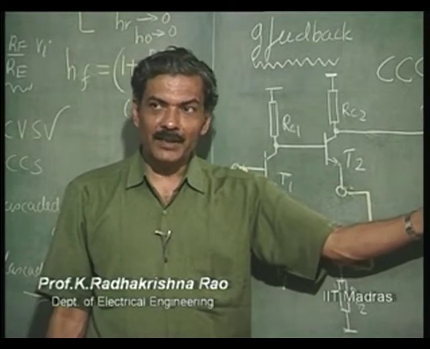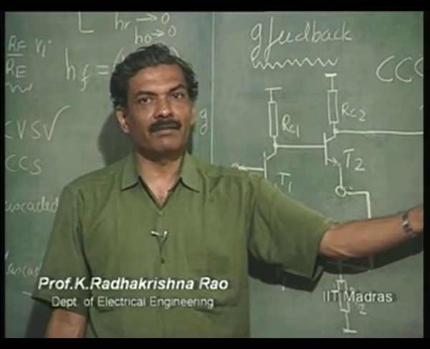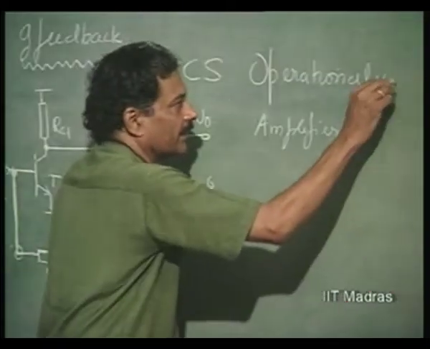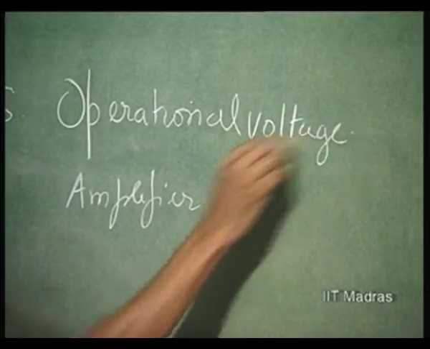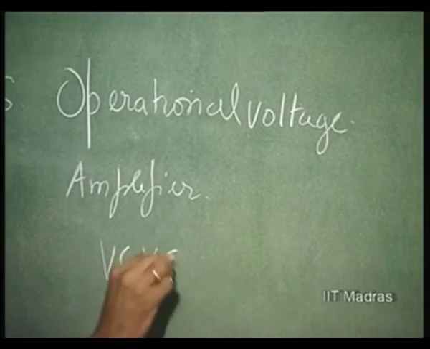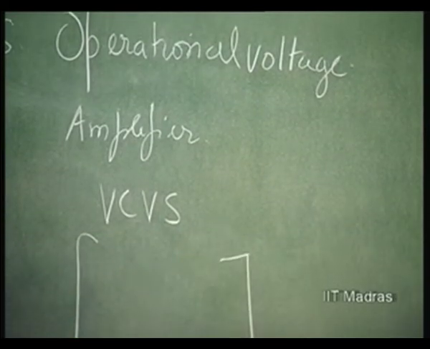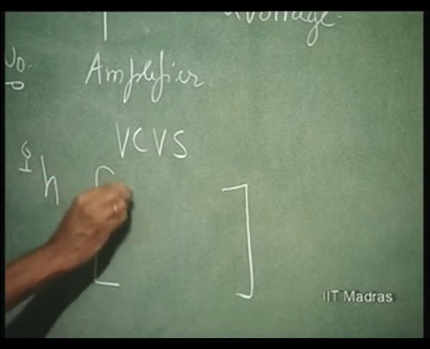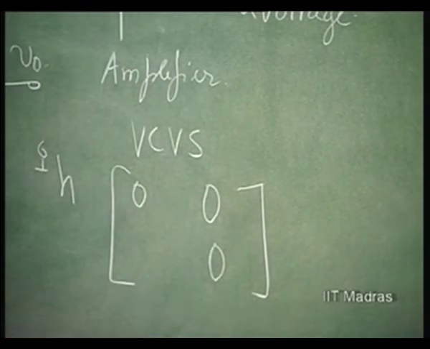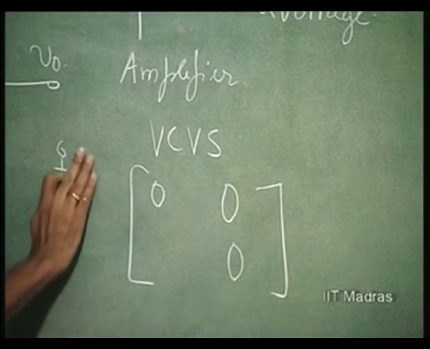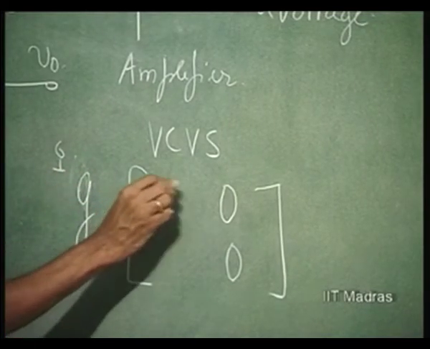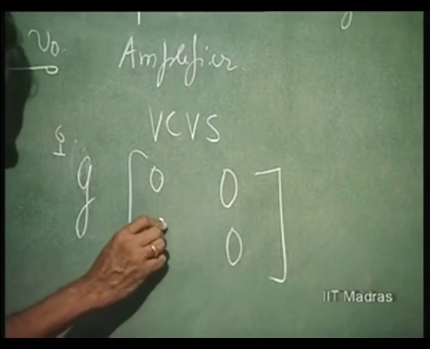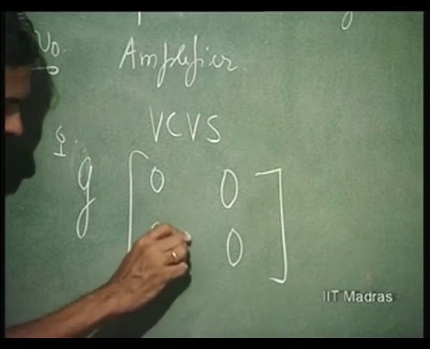The conventional operational amplifier, which is very popular like that of 741 or 747, is a voltage operational amplifier. That means, it is a voltage controlled voltage source with what kind of parameters we are talking of? H parameter ideally. This is 0, this is 0, this is 0. Okay. Sorry, this is a voltage controlled voltage source. G parameter, G I is 0, G R is 0, G naught is 0, G F is going towards infinity.